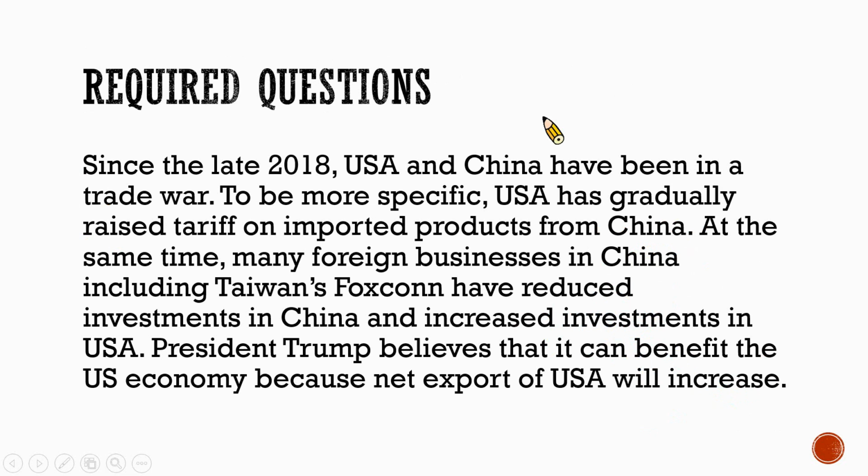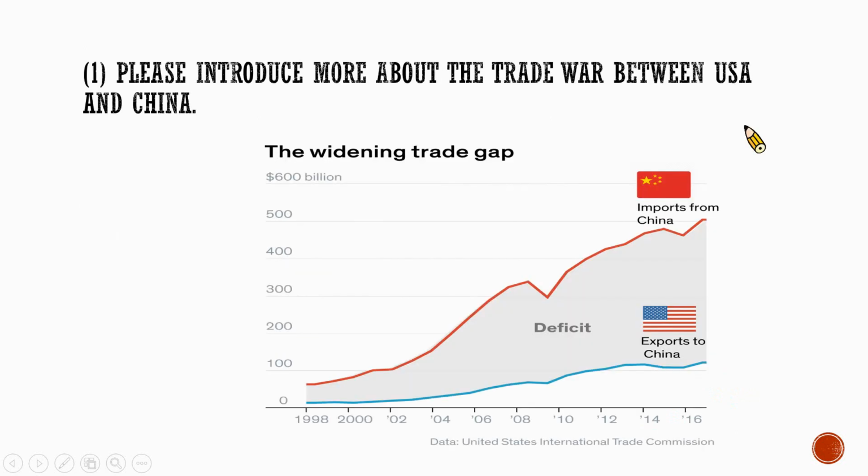The second question is about the trade war between USA and China. Since the late 2018, USA and China have been in a trade war. To be more specific, USA has gradually raised tariff on imported products from China. At the same time, many foreign businesses in China, including Taiwan's Foxconn, have reduced investments in China and increased investments in USA. President Trump believes that it can benefit the US economy because net export of USA will increase.